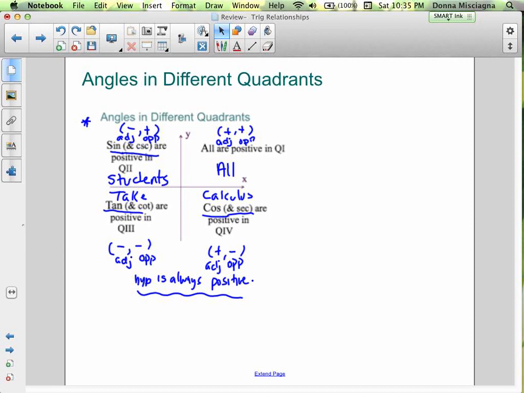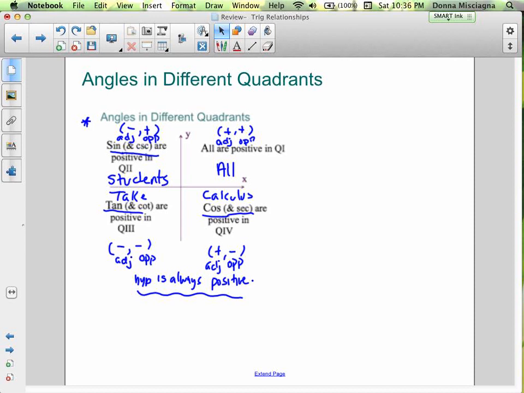And in the fourth quadrant, the adjacent side is positive, the opposite side is negative. Any trig function that uses the opposite side will be negative. The 2 that do not use the opposite side are cosine and secant, so they will be positive in the fourth quadrant.